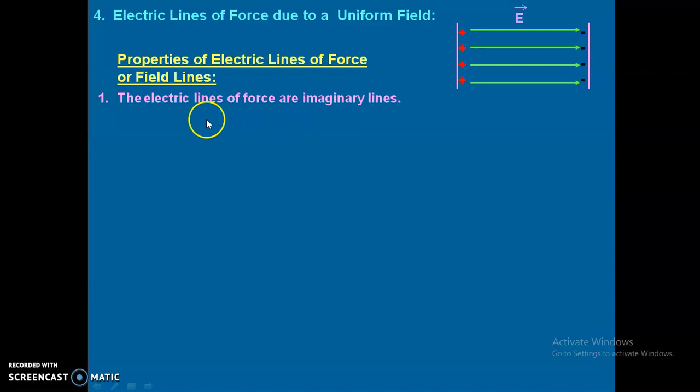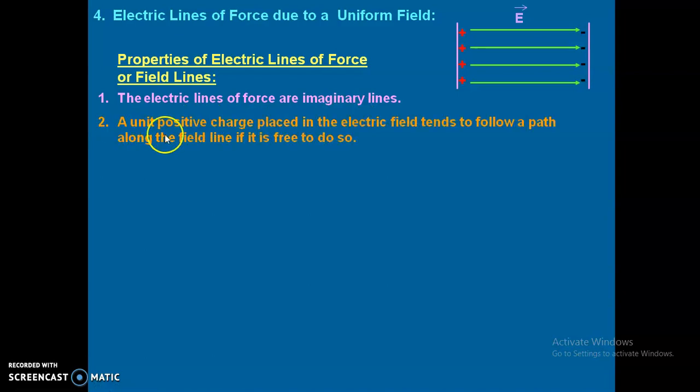We have already discussed this in the last video lecture. Second, a unit positive charge placed in the electric field tends to follow a path along the field line if it is free to do so. This also we have discussed. You can see the movement of this charge in this direction. Suppose it's a test charge, it will move in this direction, and we have traced the movement of the test charge and obtained the electric field line.